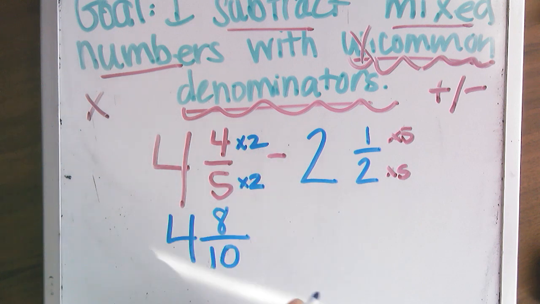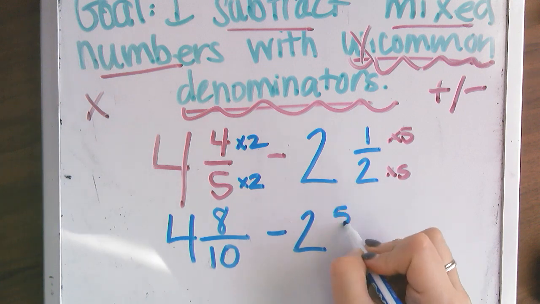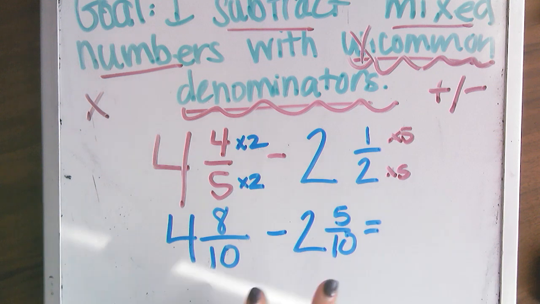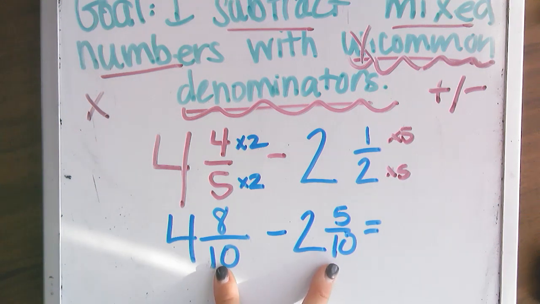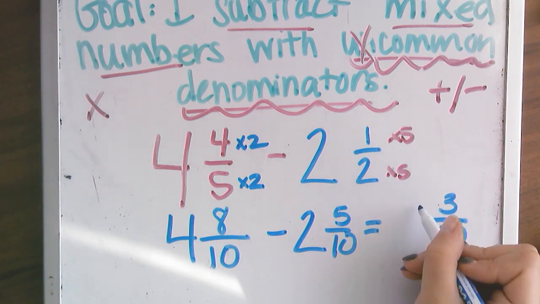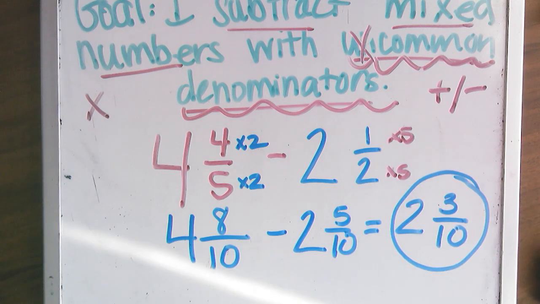Notice we only multiplied the fraction. We did not multiply the whole number. Minus 2 5/10. So now we can subtract. And when we subtract, we start with our fractions. So 8/10 minus 5/10 is 3/10. And 4 minus 2 is 2. So our answer would be 2 3/10.